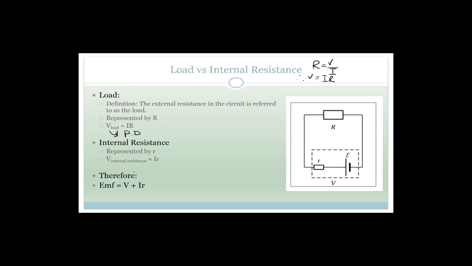So if I really wanted to, EMF is equal to V load plus V internal resistance. But what the actual equation becomes is E, or EMF, is equal to V plus Ir, or I big R plus I little r, where this is the volts that is supplied to the circuit and this is the lost volts. So this would be equal to V external plus V lost. All different ways that your teachers might write it.